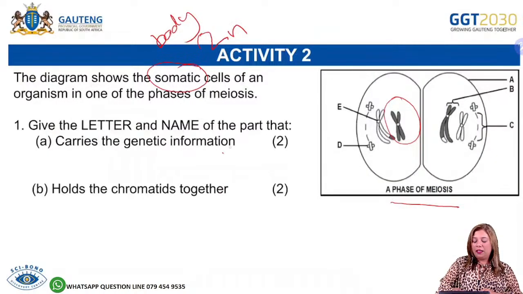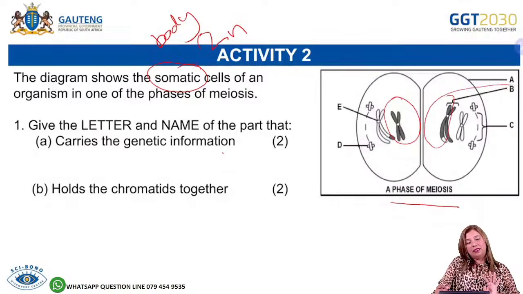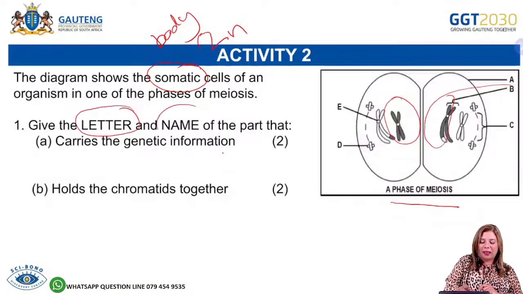So it carries genetic information. But already I'm looking at B here, and I'm already saying, okay, it's chromosome. That's what I did initially. When I looked at the question, I said it's chromosome. But I'm half wrong, because I'm only going to get 1 mark. They're not asking for just chromosome. They're asking the letter and the name. And it's 2 marks.